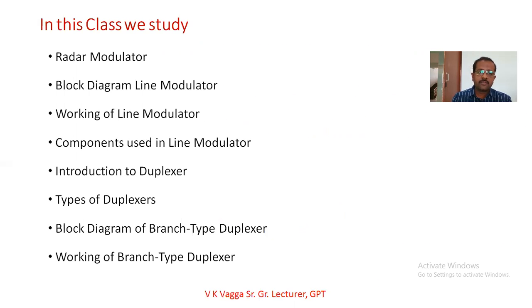So in this class we are going to study what we mean by the radar modulator, the block diagram of the line modulator, and also the working principle of the line modulator, and what components are used to implement the line modulator. We will also see the introduction of the duplexer, the types of duplexers, the block diagram of the branch type duplexer, and the working of the branch type duplexer. All of this is going to be studied in this class.